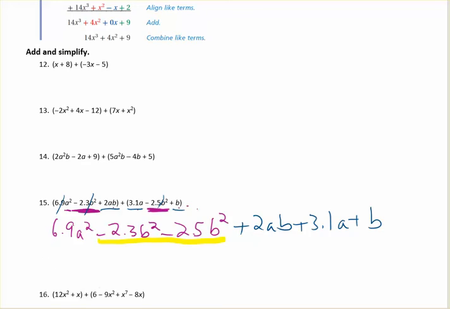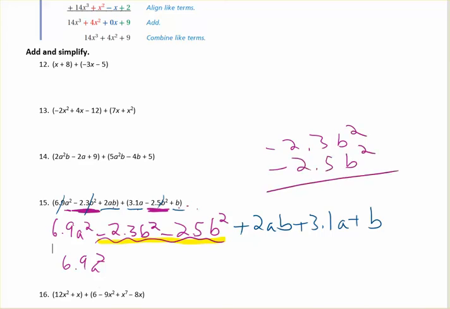So the 6.9a squared, nothing happens to that, but I do have to figure out what is negative 2.3b squared minus 2.5b squared. They're both negative, so I add and take the sign of both.